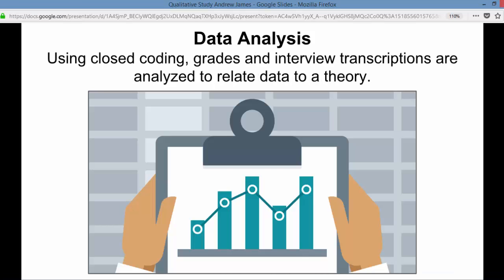Data analysis. Using closed coding, grades and interview transcriptions will be analyzed to relate data to a theory. Student grades and interview responses will be coded with closed coding for the discovery of information relating to a theory: that students who participate in mathematical discussion forums are better critical thinkers. The interview transcriptions will be coded, given themes, and analyzed.